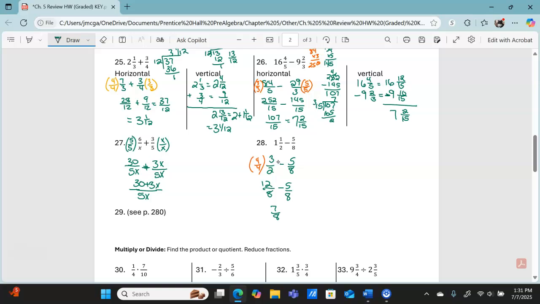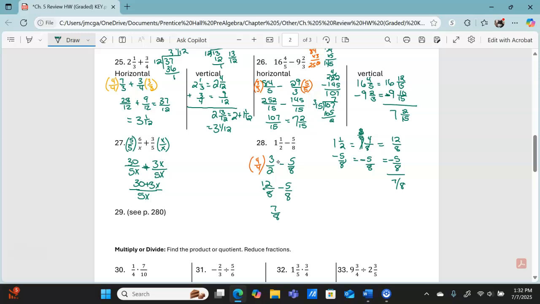And then vertically, it would look like this. 1.5 minus 5/8. 1 and my common denominator is 8. So I'm multiplying top and bottom by 4. And then this one, you're going to have to borrow the 1 and it becomes 8 over 8. So 8 over 8 plus 4 over 8, this becomes 12 over 8 minus 5 over 8. And you get your 7/8. Because we had to borrow on that one, the horizontal actually worked out easier.